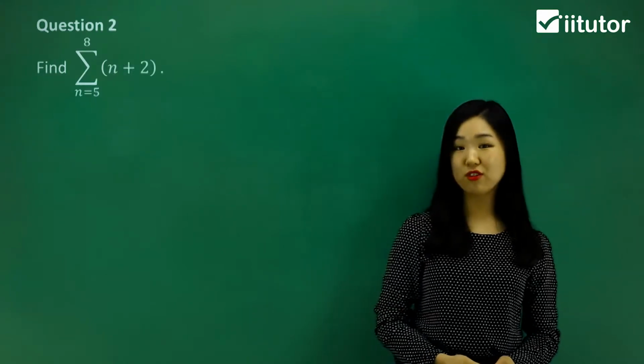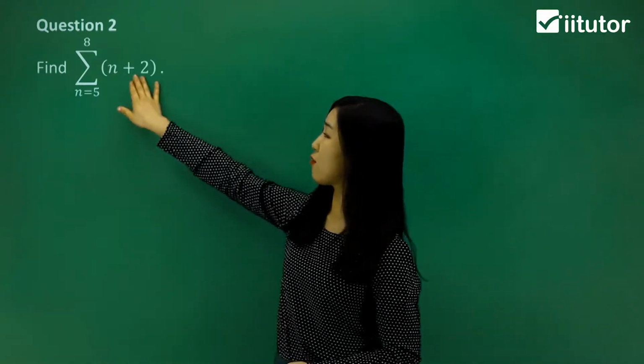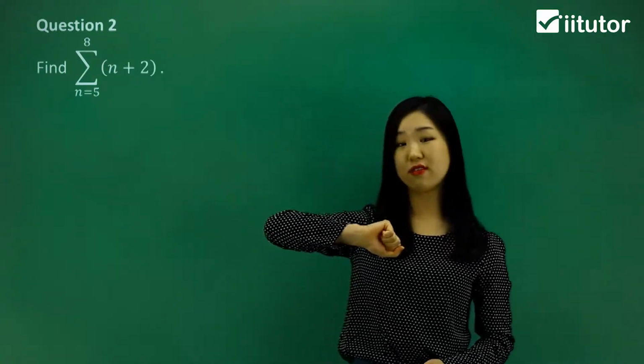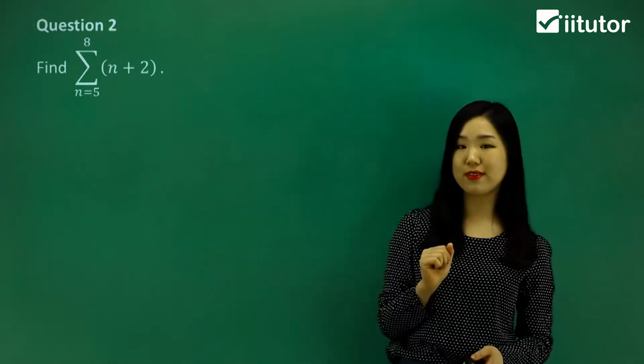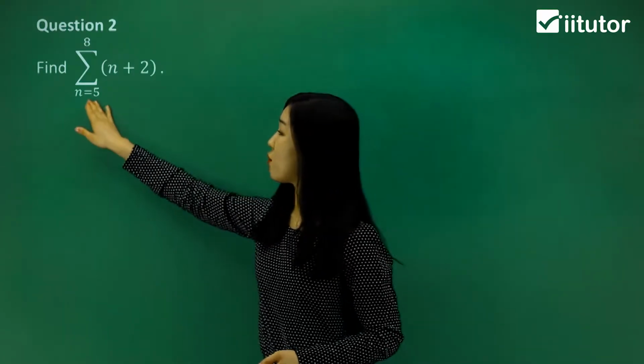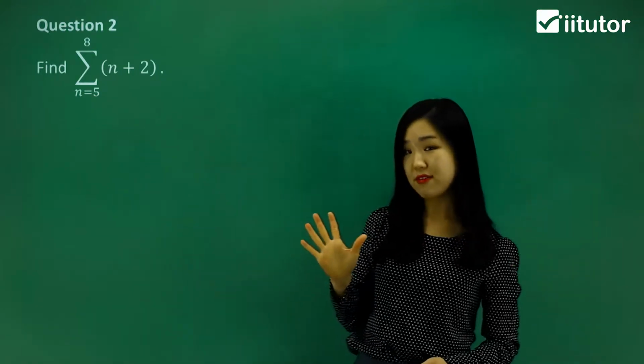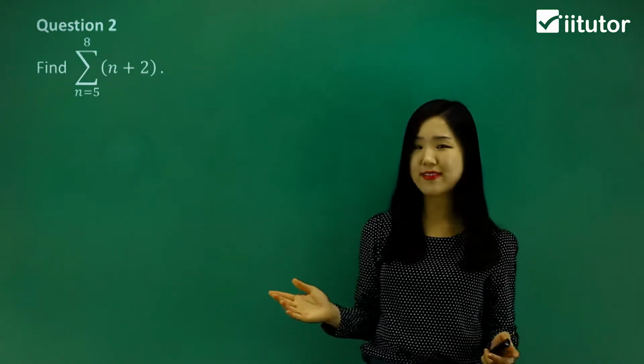So we'll go into question 2, guys. Again, you can see that the expression on the side of the sigma notation is n plus 2 in this case. And we start from when n equals 5 this time. It's not 1. So it's not always starting with 1, guys.